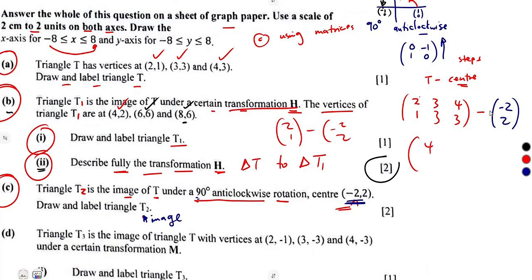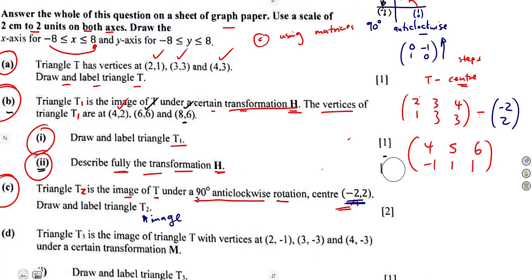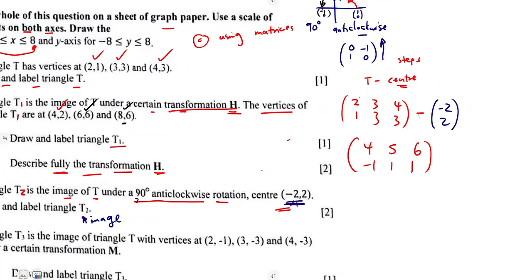3 plus 2, minus that's a plus again. So that's 5. 4 plus 2, 6. 1 minus 2, minus 1. 3 minus 2, that's 1. 3 minus 2, that's 1 again. So we have removed the center from what we had so that we can use the matrix. Remember, the matrix is used when the center is 0, 0. So these are the coordinates of the center about the origin.